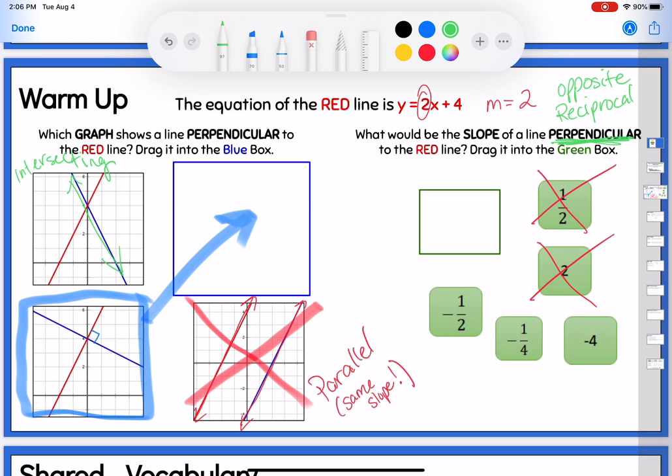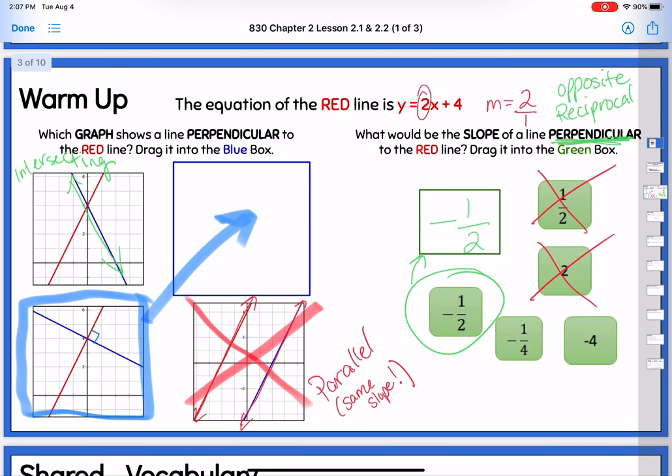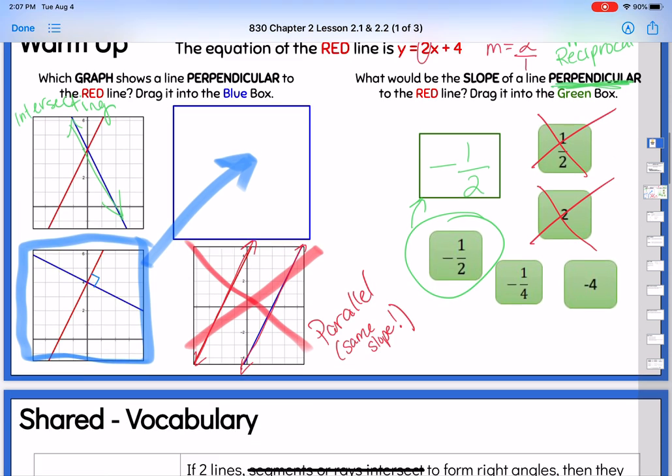So if the slope of my original line was 2, or in other words 2 over 1, then I need to have my new slope be negative, and I need to have the reciprocal, meaning flip it upside down. So my new slope would be negative 1 over 2, which would be that one right underneath it. So negative 1/2 would be the slope of a line perpendicular to y equals 2x plus 4. Hopefully you remembered that back from algebra. It's a good way to really incorporate that with our perpendicular lesson that we're going to talk about today.